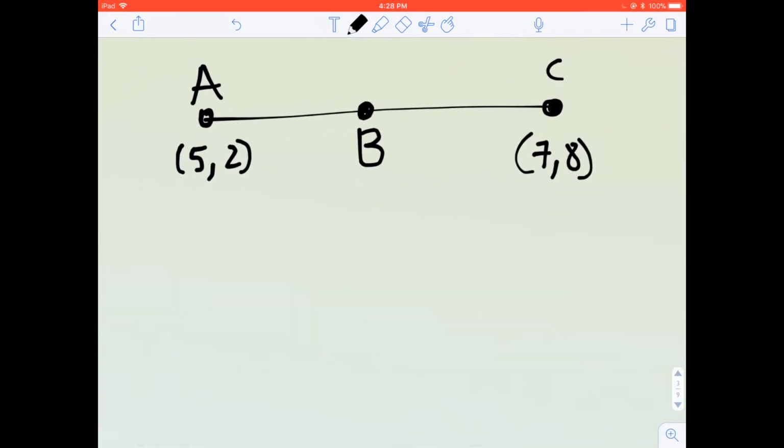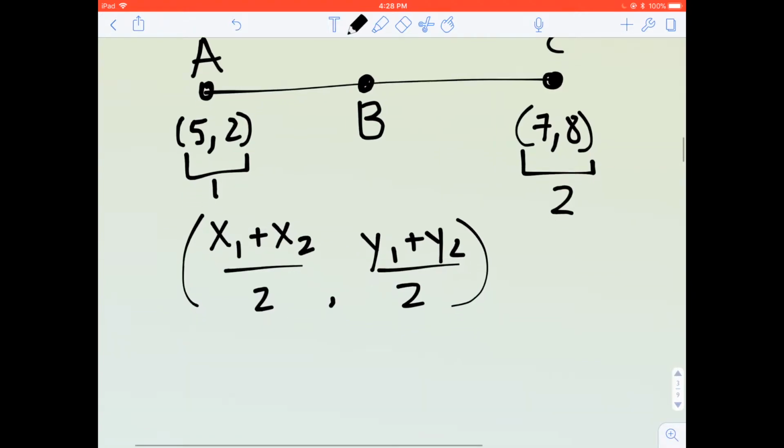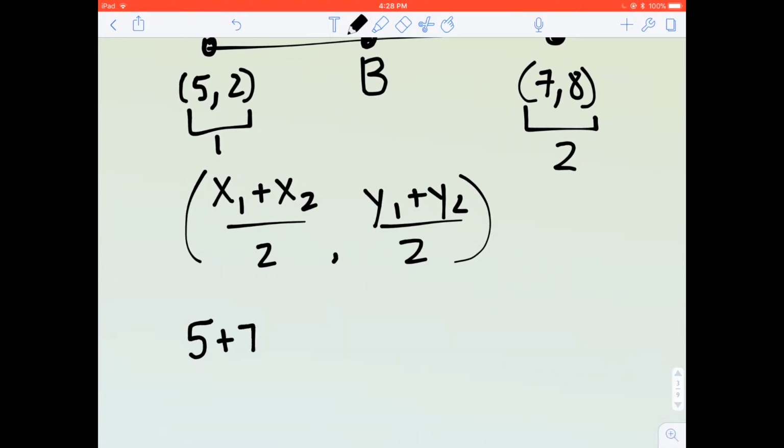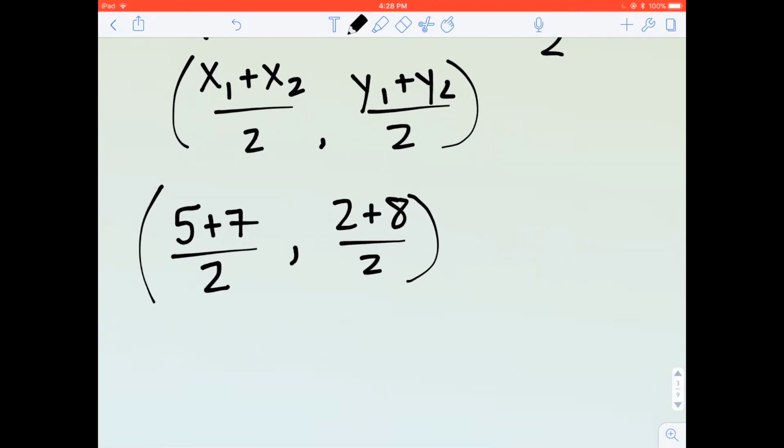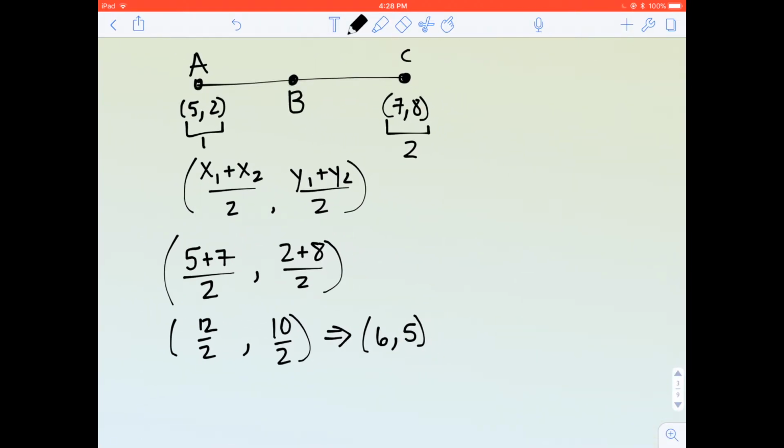So we're just going to use our midpoint formula, which is x1 plus x2 divided by 2, and y1 plus y2 divided by 2. Okay, I'm going to say these are my first points and these are my second points. So I'll have 5 plus 7 over 2, and I'll have 2 plus 8 over 2. Okay, so that's going to give me 12 over 2 and 10 over 2, which simplifies to (6, 5). And that is my midpoint, (6, 5).